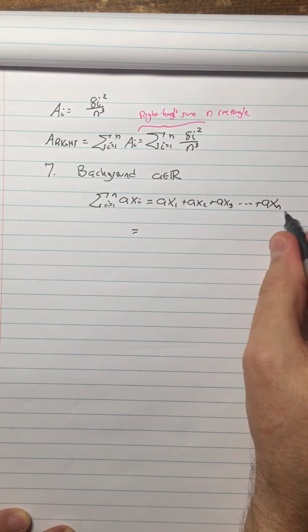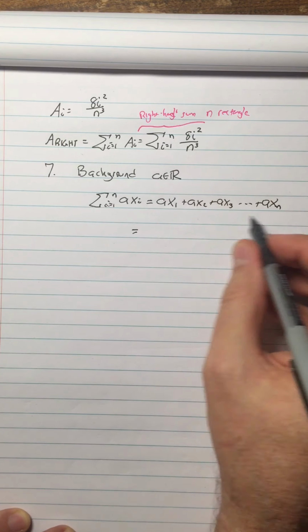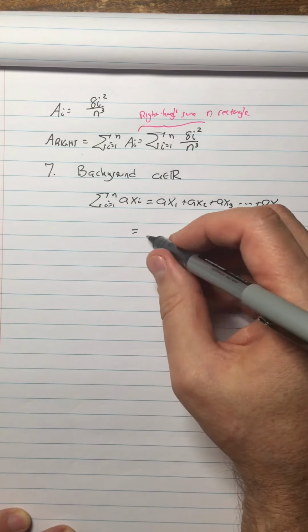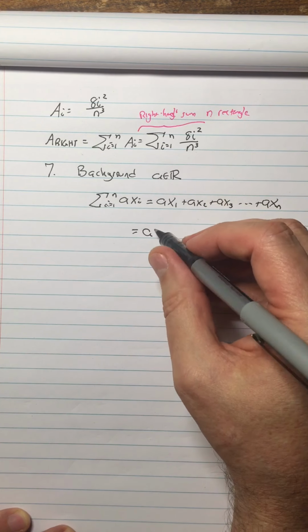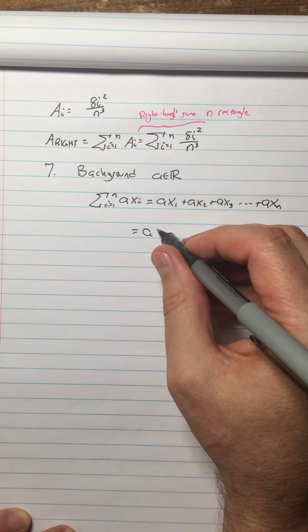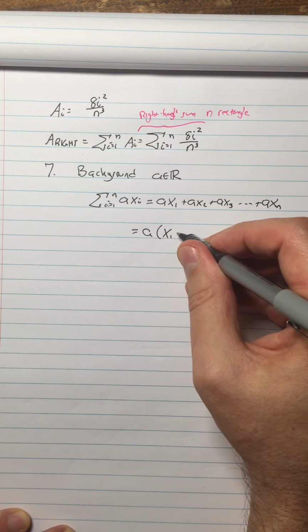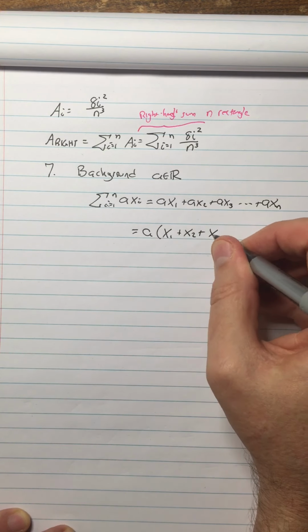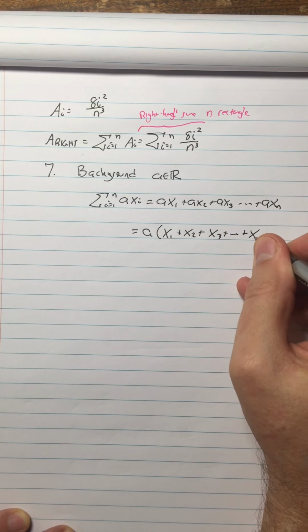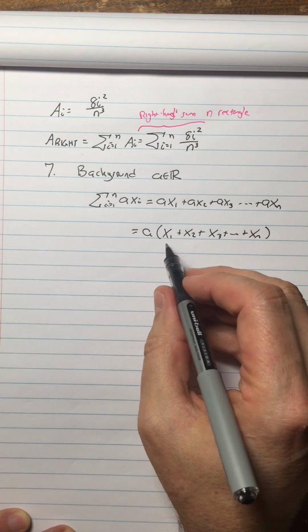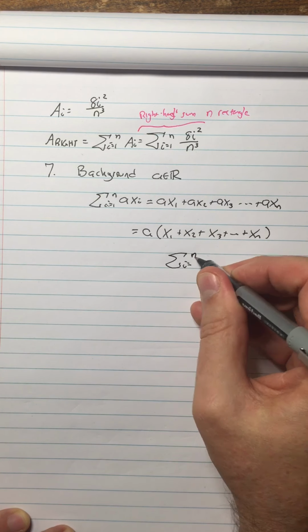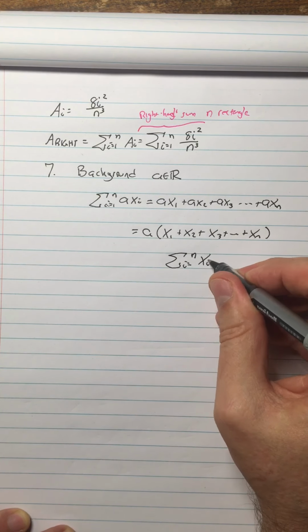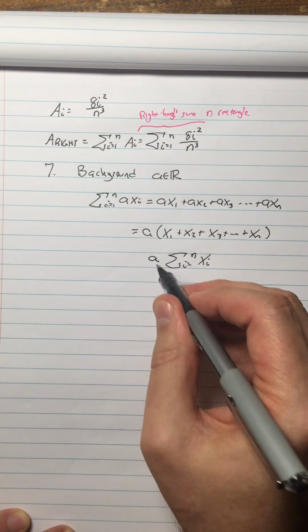Now, since I have a summation that's just a finite sum, it's really just a polynomial, right? I can factor the a. Is it a polynomial? You have to think about that for a while. I can factor the a out of this expression, whatever it is, and get x1 plus x2 plus x3 plus up to xn. So the reason that I find that interesting is that this is just the sum from i equals 1 to n of x sub i, and I've brought the a out.